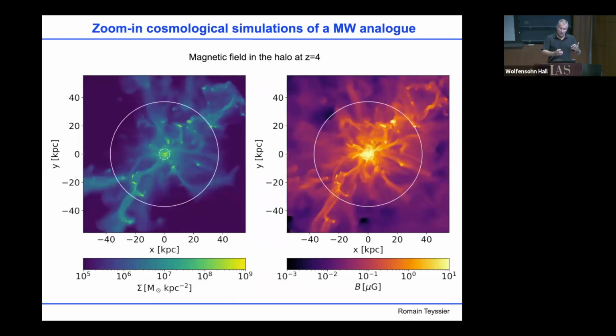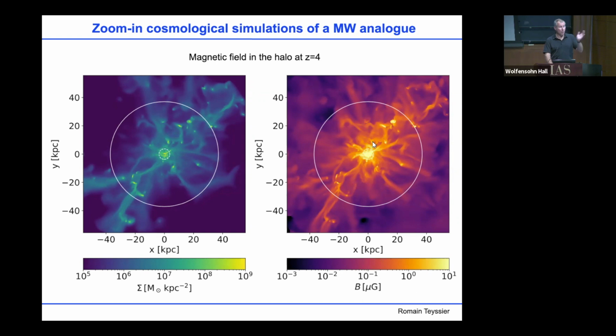So now I will show you a few results here. This is work in progress. I mean, the paper is in preparation. So you see the Milky Way progenitor at redshift 4. You see the surface density here on the left, and you see the magnetic field on the right. And the white circle is the virial radius. It's quite strong, right? So we have magnetic fields of the order of micro-Gauss outside the galaxy. The galaxy has a really high magnetic field here, it's more like 100 micro-Gauss. We have a very strong magnetic field in the galaxy, very strong magnetic field in the halo.